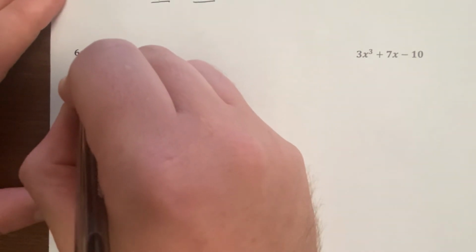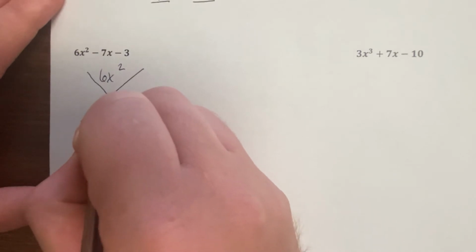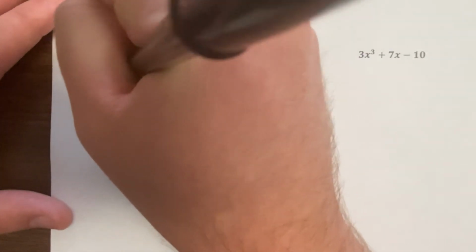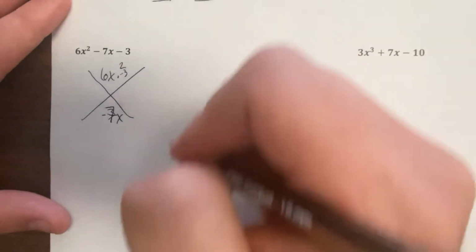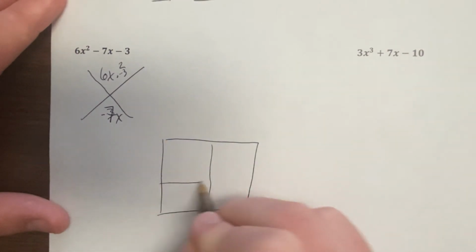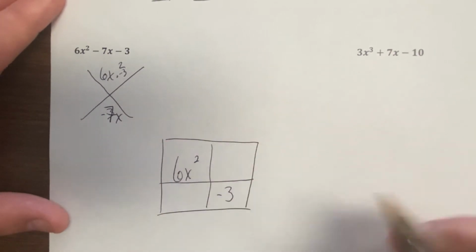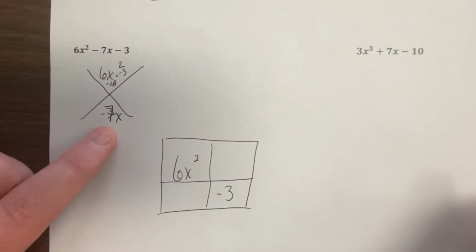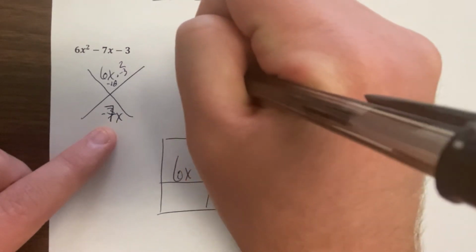All right, so factoring. I know I need a diamond. I have 6x squared times negative 3 on top. The b value goes down. I know I'm going to need a box. The ax squared term goes in, and the c value goes opposite. So what multiplies to get negative 18 but adds to get negative 7? I've got 1 and 18, 2 and 9.